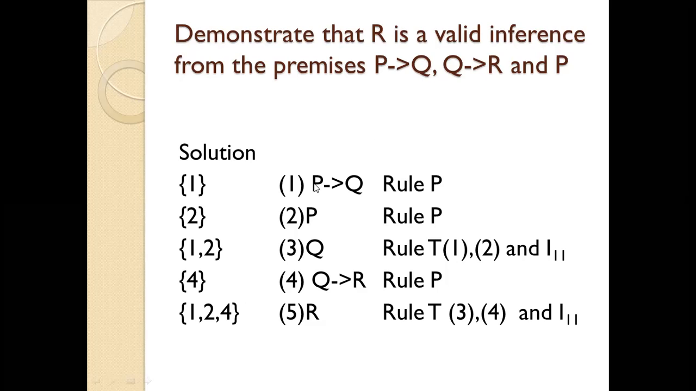तो सबसे पहले हमने P implies Q लगाया. P implies Q is already given, which is the first premise. So we say that Rule P is being applied to P implies Q. Then the second premise, that is P, is given to you. So that is again Rule P which is being applied over here. So this is 1, 2.